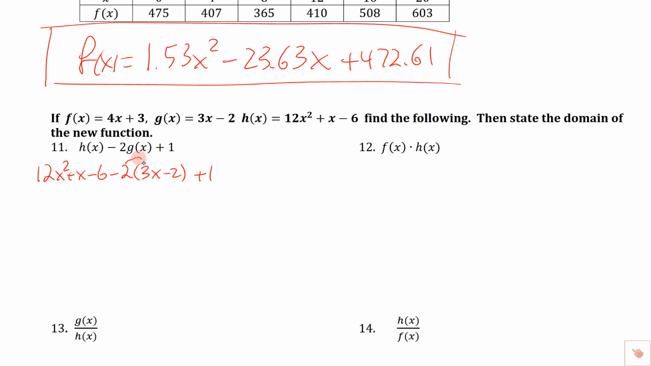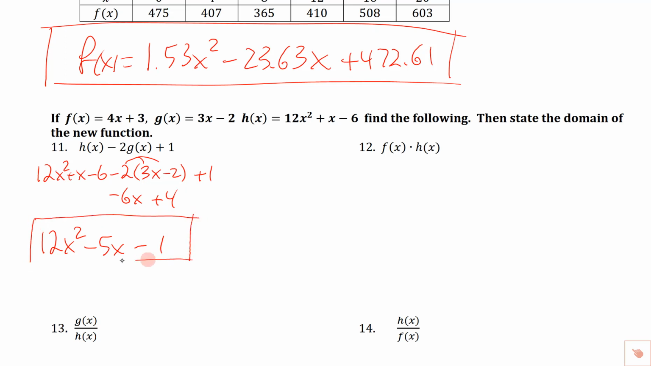So let's go ahead and distribute through here and see what we get. This is a negative 6x. This is a plus 4. So let's go ahead and combine like terms. I only have one x squared term, so that's going to be 12x squared. I've got some x's here, so that's going to be a negative 5x. And then I've got some constants here. I've got a negative 6, a 4, and a 1. So these make 5, and that's a negative 6, so we're going to end up with negative 1.